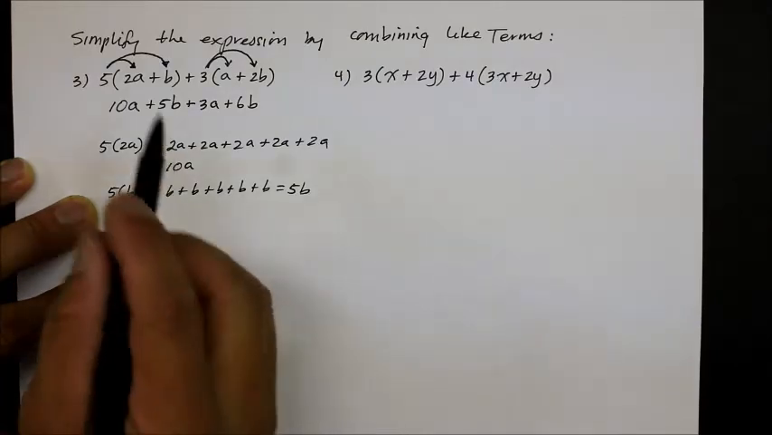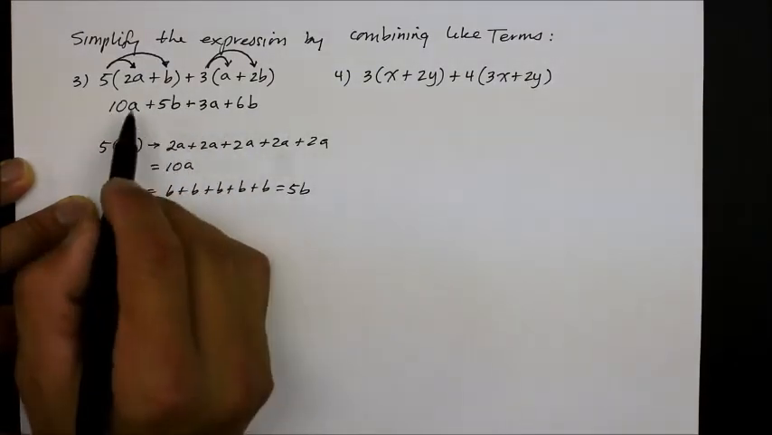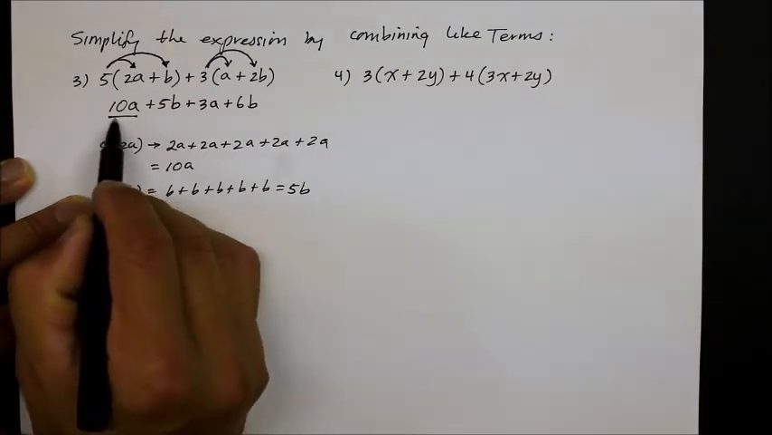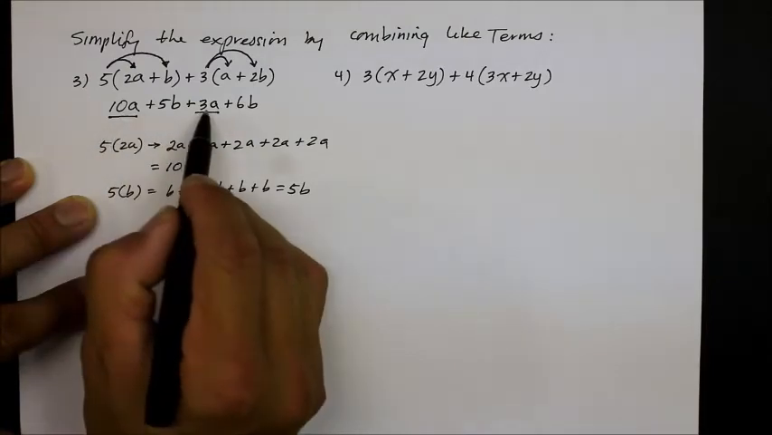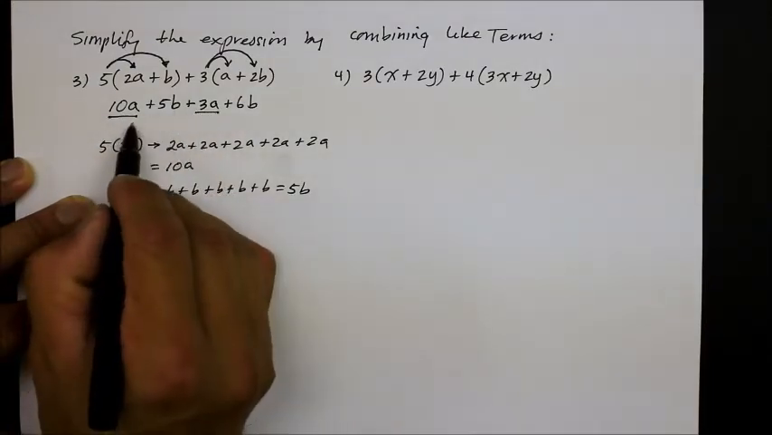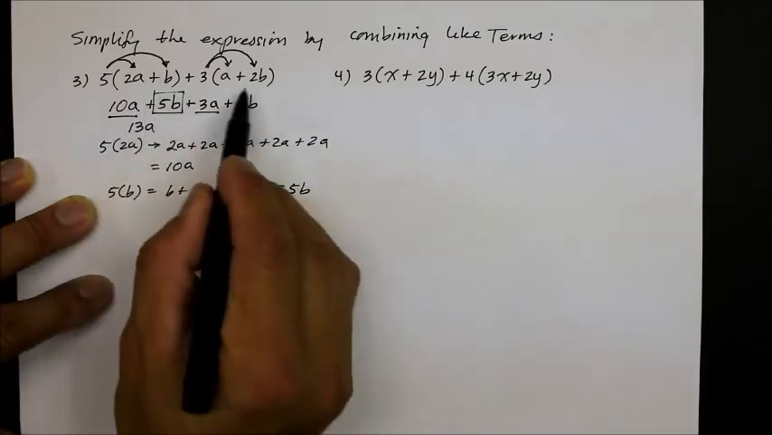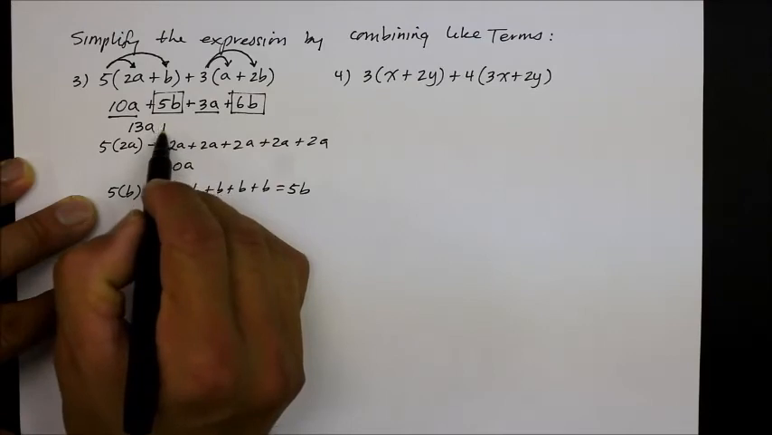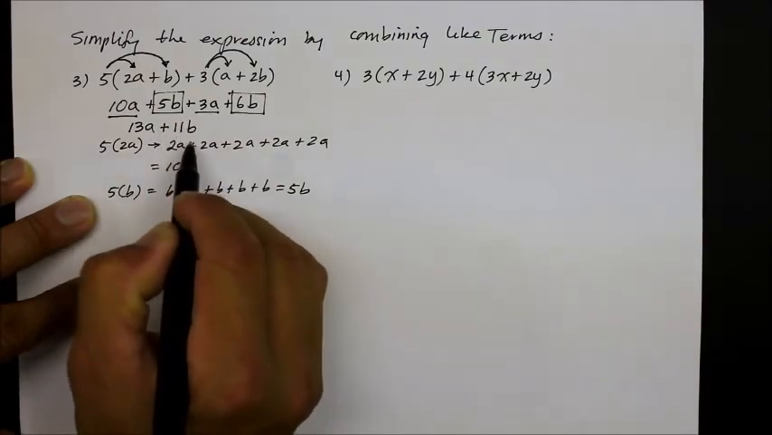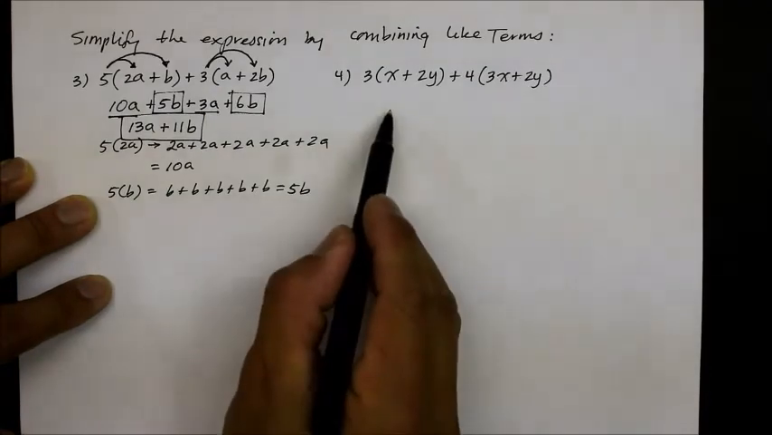What usually follows the distributive property? Combine like terms. So here's 6a. Here's 10a. Here's 3a. 10a and 3a together, that is a total of 13a. Here's 5b positive. Here's 6b positive. When you add them together, what do you get? 11b total. And that becomes the final answer. Why don't you try number 4?